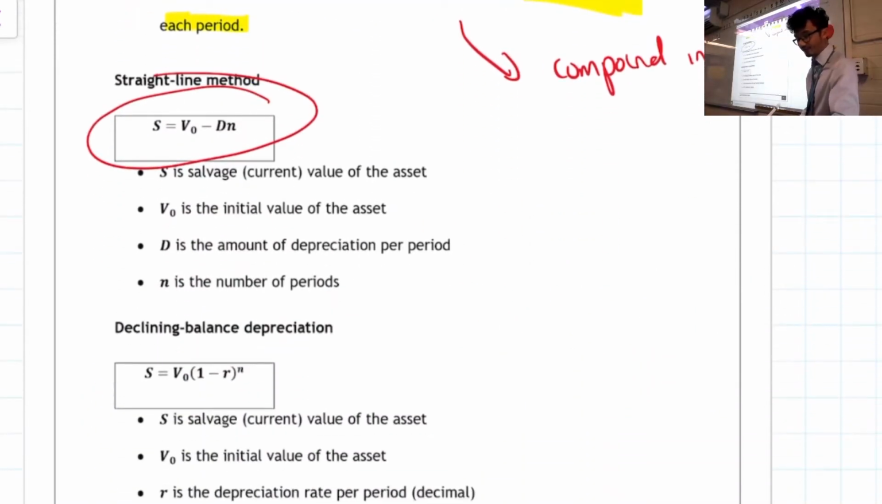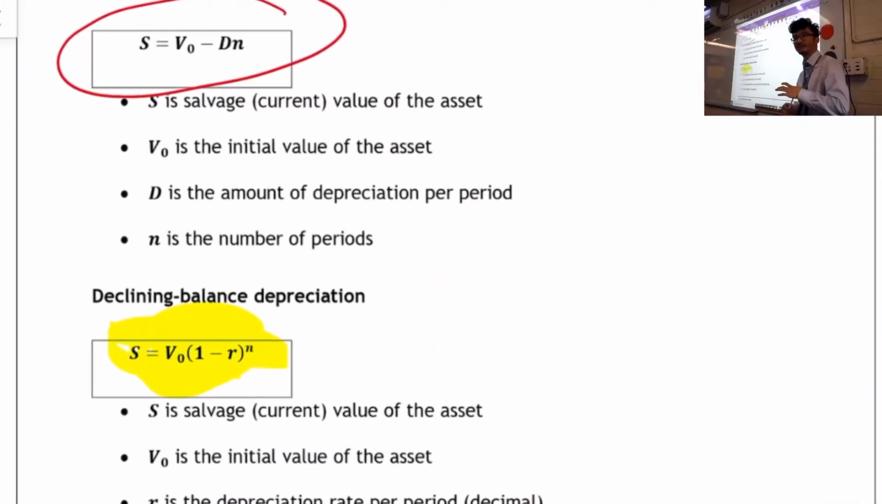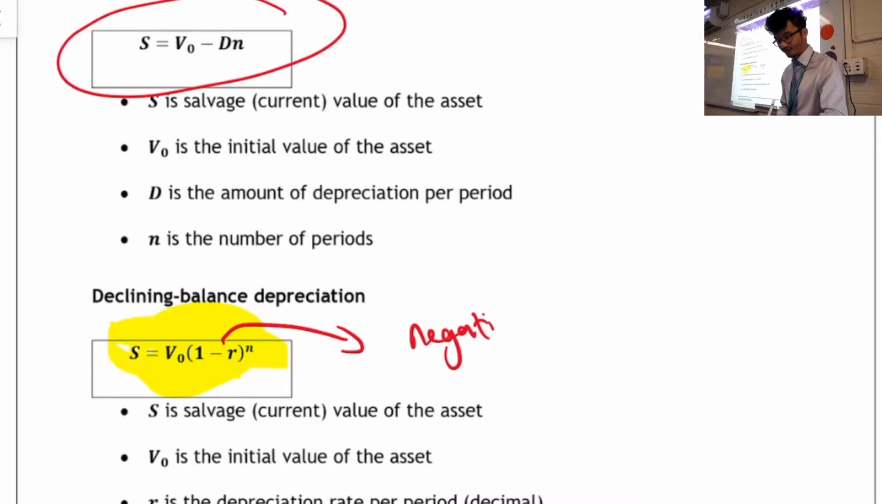Now, if you look at this one, hopefully it looks kind of familiar. That looks like the compound interest formula. There's one subtle difference. See if you can spot the subtle difference. Yeah, there's a negative, right? So the only difference here is that we have a negative value instead of a positive. And what that's going to do is make our total, what we call salvage, or the current value of the asset, lower, right?